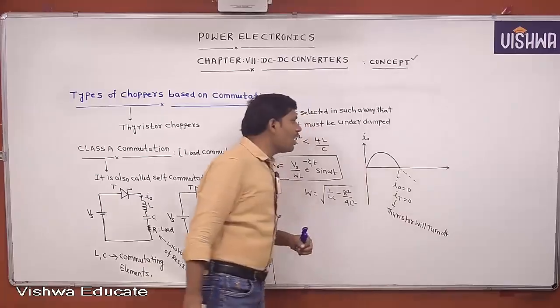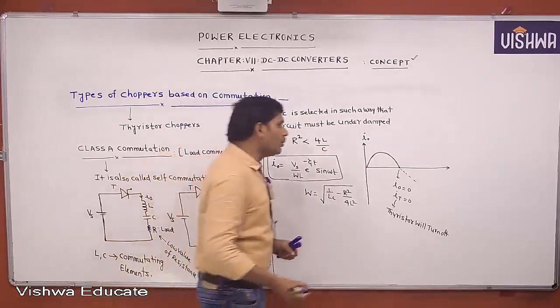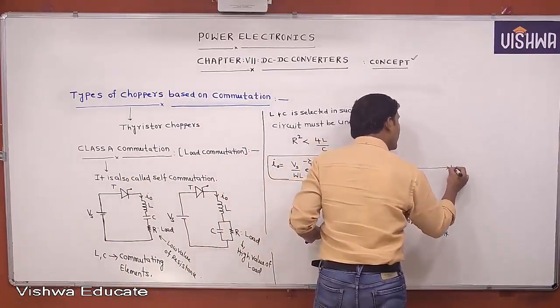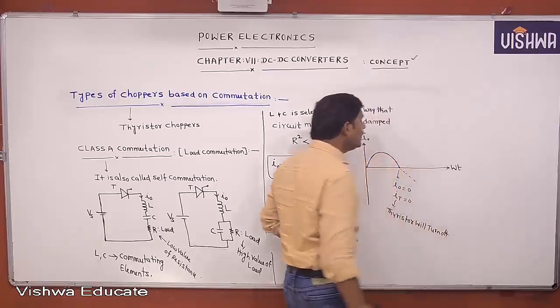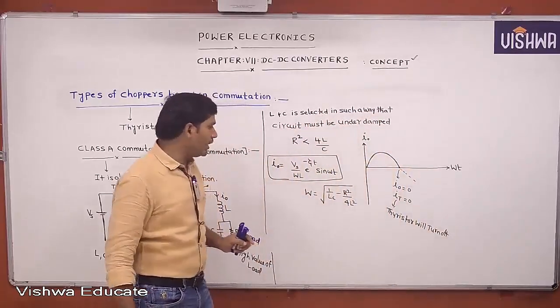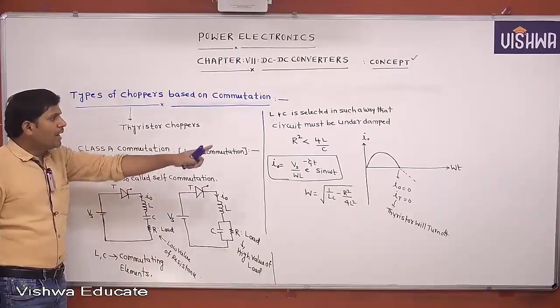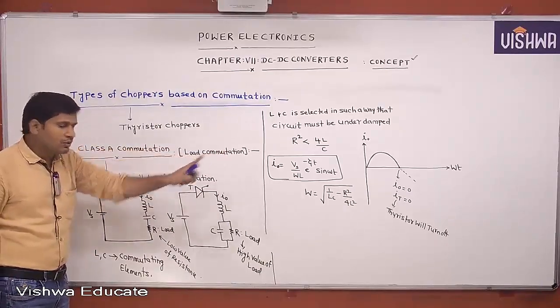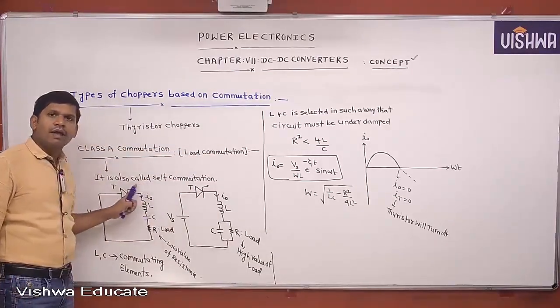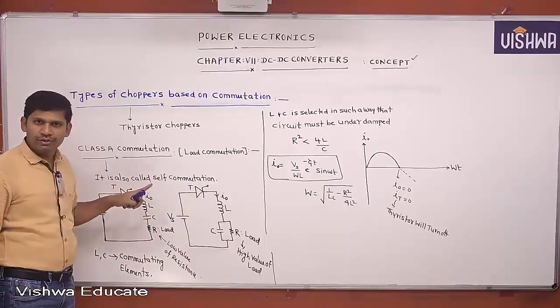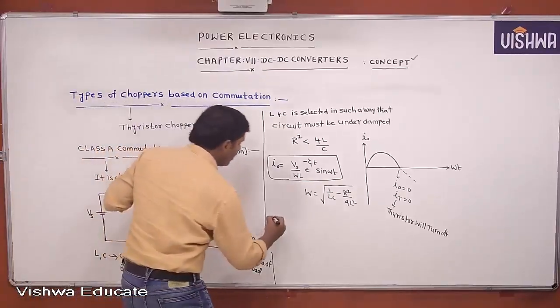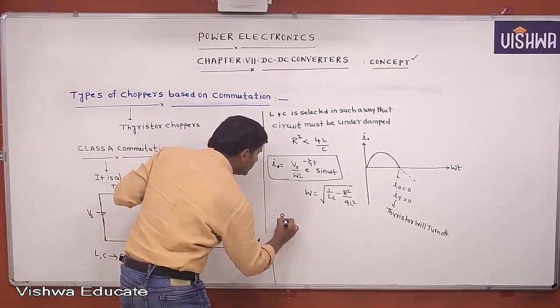Then this type of commutation is called load commutation. Why is the name given as load commutation? Because in this commutation, by making the load current zero, the thyristor will be turned off. Hence it is called load commutation.